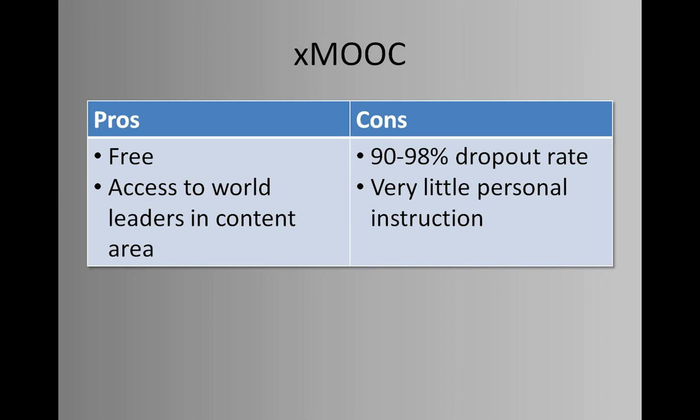The cons are, though, that there's a huge dropout rate. Between 90 and 98% of people drop out of these xMOOCs. The ones that finish them tend to already know the content to begin with. So it may be that those are people that are really looking to pull that content into their own courses. And as you would guess, there's very little personal instruction, virtually none, if you have the larger scale MOOCs. You just can't interact with the faculty members that way.